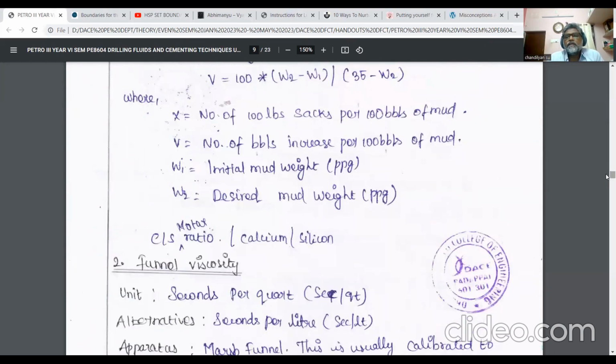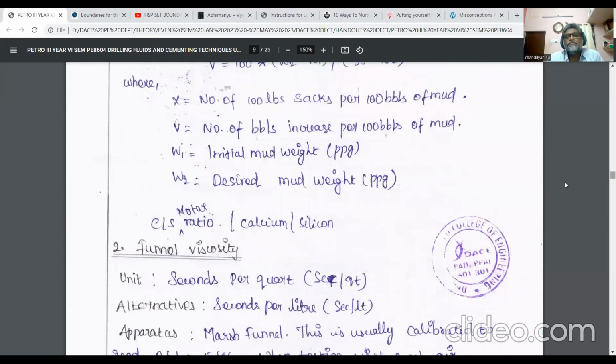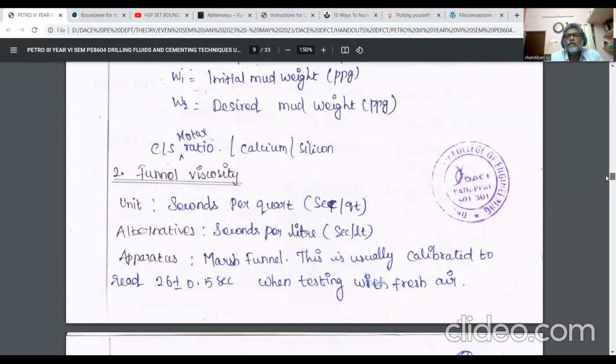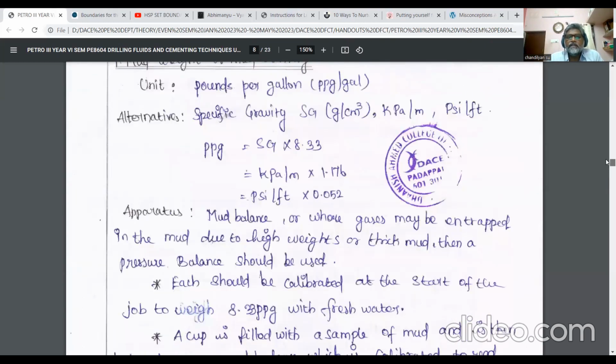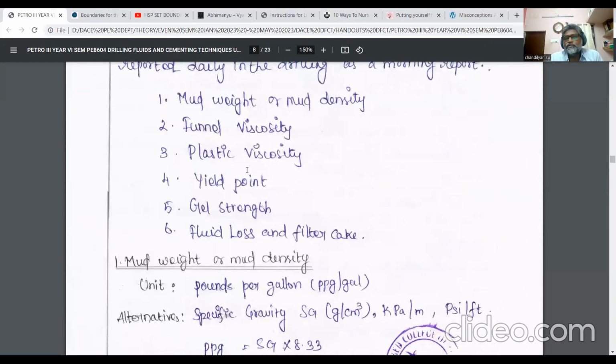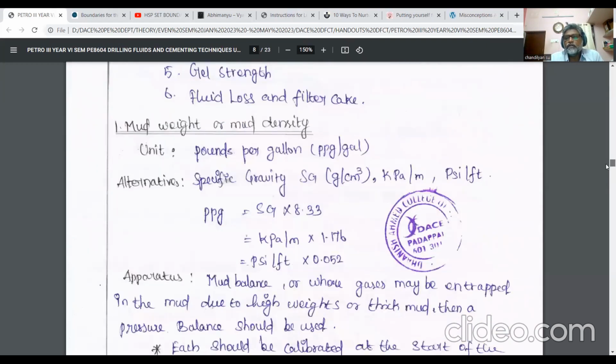The rest of the contents which I'm skipping through are not that important. CS by CS ratio stands for calcium silicate ratio. The next property we are going to see here is funnel viscosity. We have finished mud weight and mud density. Now we are moving on to funnel viscosity.